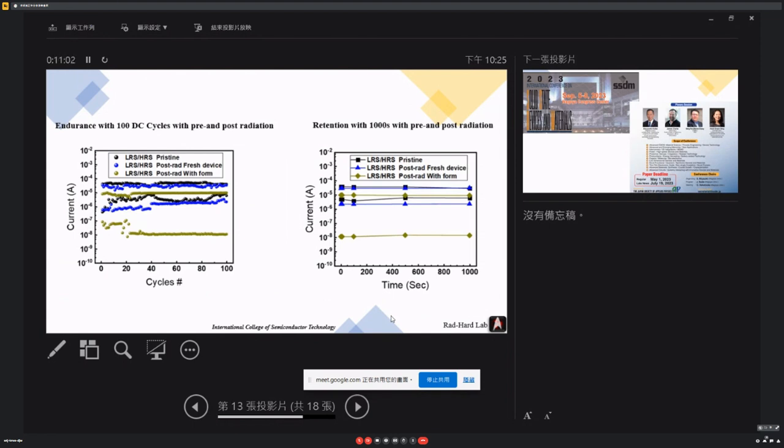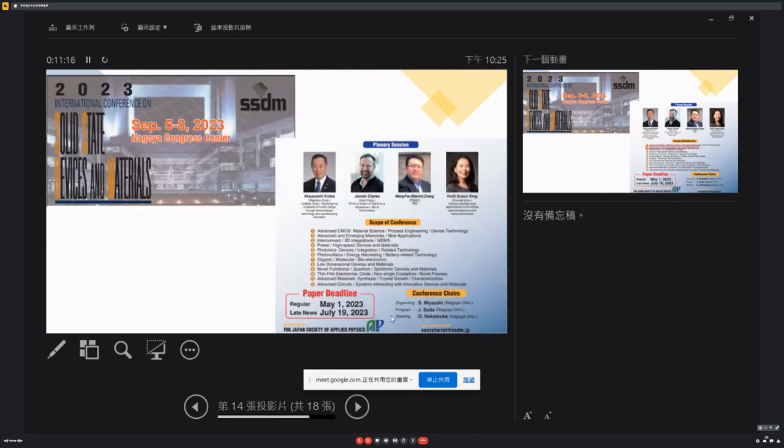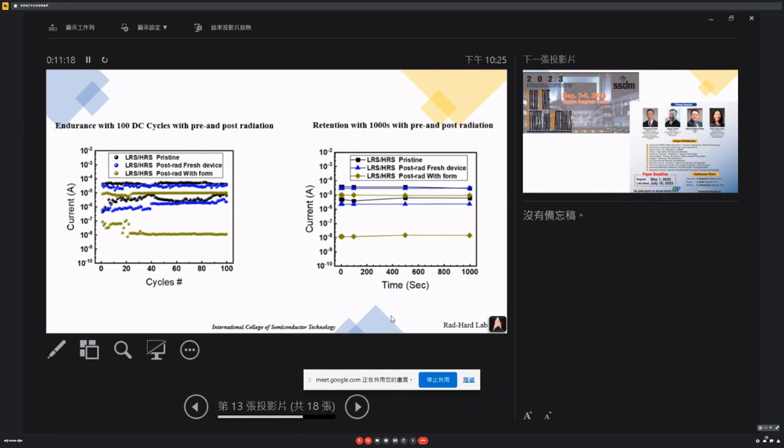Then we did the retention. With the retention, we mainly check how long the device can retain its state, whether it is volatile. We checked for 1,000 seconds with the pristine and post-radiated device. We can see there is not a large variation in the device.